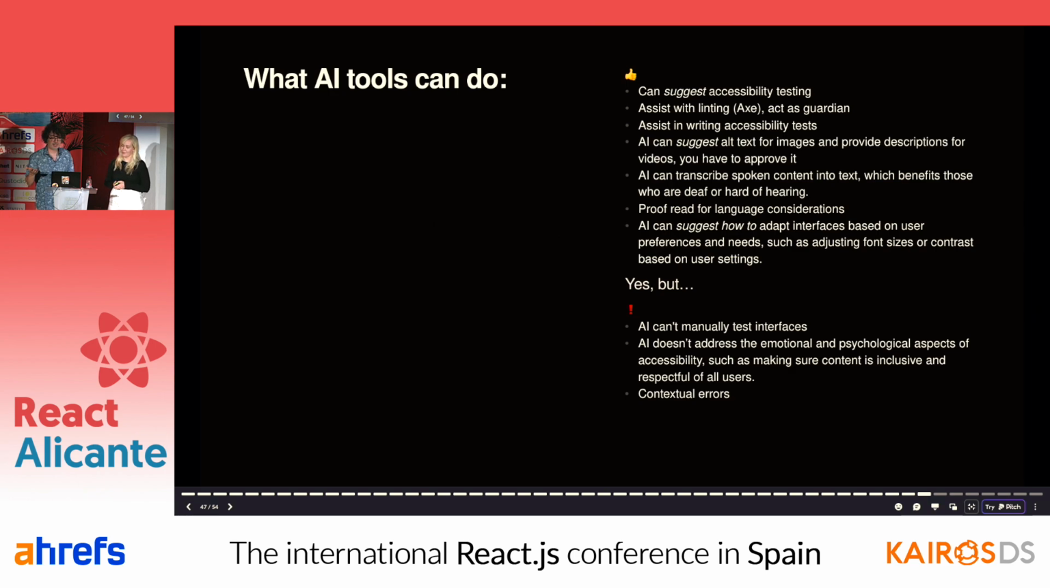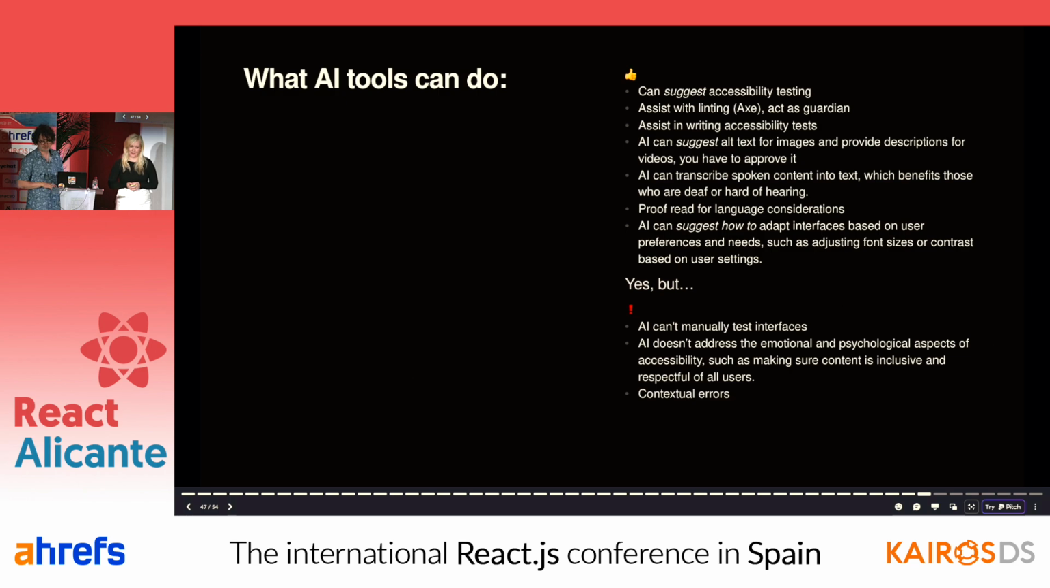It can describe spoken content into text, which benefits those who are hard of hearing. It can proofread for language considerations, like all that stuff I talked about earlier. But some of the stuff it can't do: it can't manually test these interfaces. If you ask the AI to translate something, I would really hope that you would ask someone who is a speaker of that language if the translation is correct. I think we've all heard horror stories of people using large language models in really embarrassing ways.